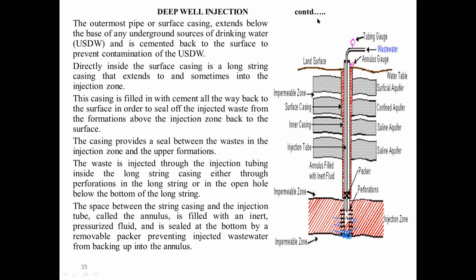There is a gap between the string and the gauging tube. That gap is what we call the annulus. This is the string and the tube. That is what we call the annulus gauge.